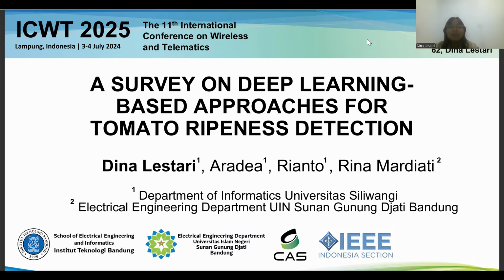Today, I will present my study titled A Survey on Deep Learning Best Approaches for Tomato Ripeness Detection. This paper is collaborative work between Universitas Girimangi and UIN Sunan Gunung Jati Bandung, and it focuses on the use of deep learning object detection methods in agriculture, especially for tomato ripeness detection.